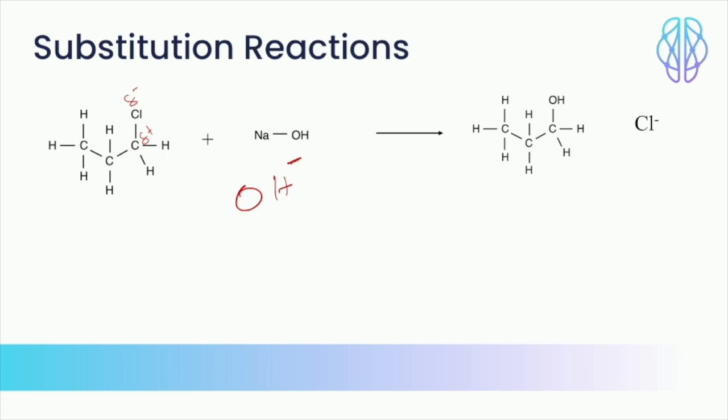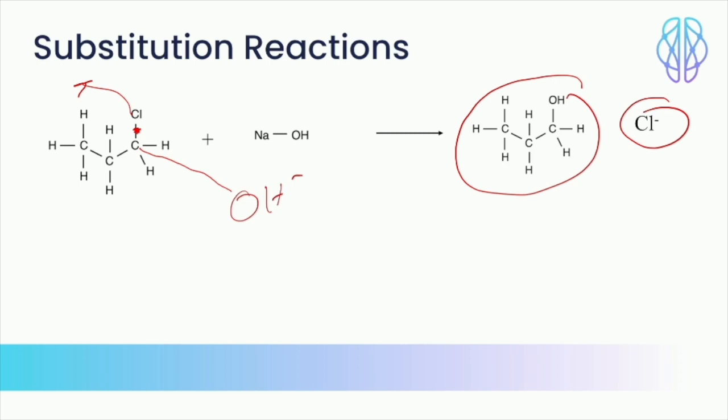What happens is this positive charge and this negative charge attract more than these deltas do, and it's actually stronger than this bond here. So essentially, the OH will make a bond with the carbon, and this bond will weaken and kick the chlorine off. So what you'll get is this primary alcohol and a chloride anion.